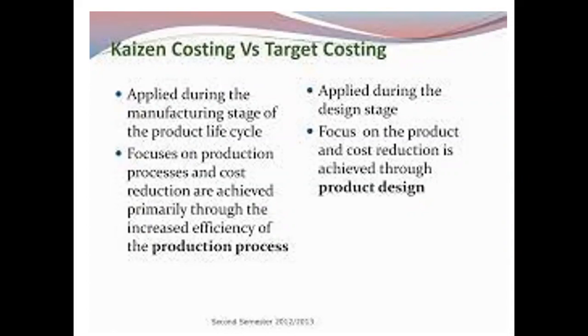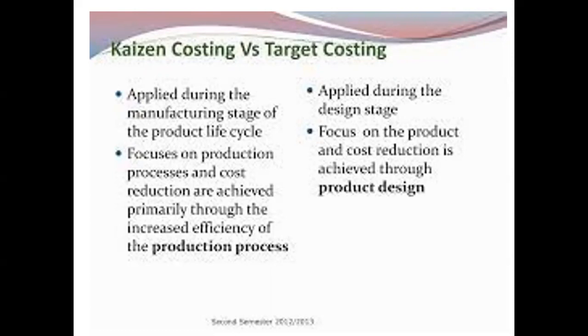Just see the differences. Kaizen costing is applied during the manufacturing stage of the product life cycle. Kaizen costing कब होता है? Manufacturing stage में use होता है, and target costing is applied during the design stage. Design से लेके manufacturing तक target costing use करते हैं और Kaizen costing मैन्युफैक्चरिंग एंड इम्प्लीमेंटेशन के टाइम पे use होता है, product life cycle.